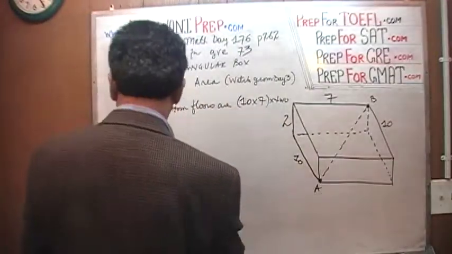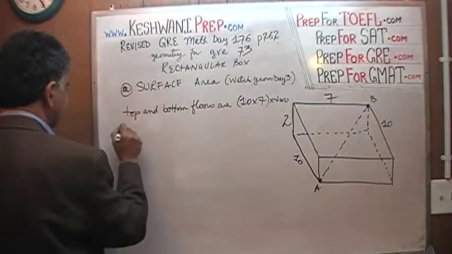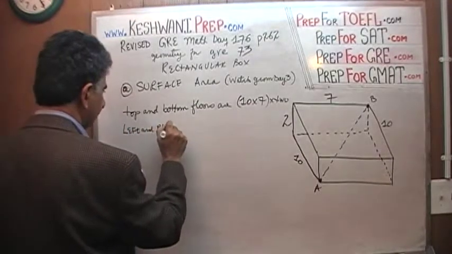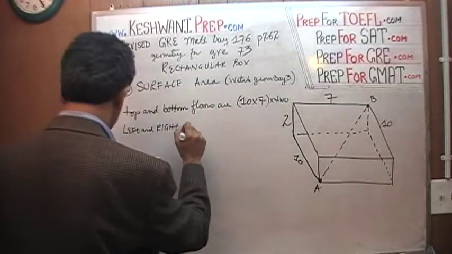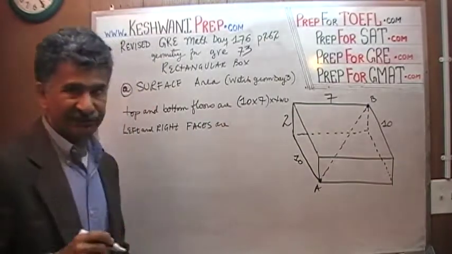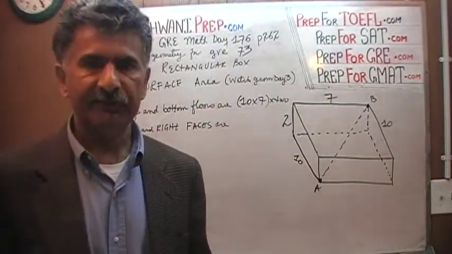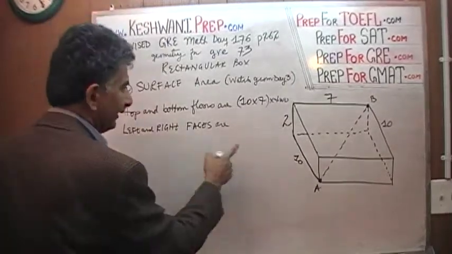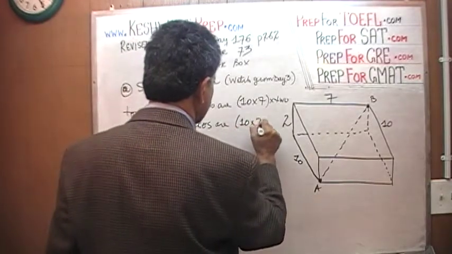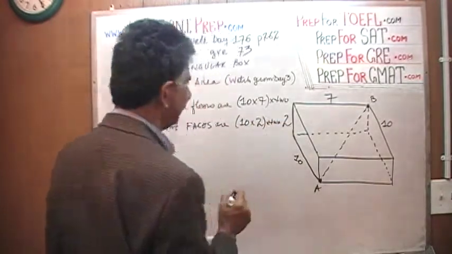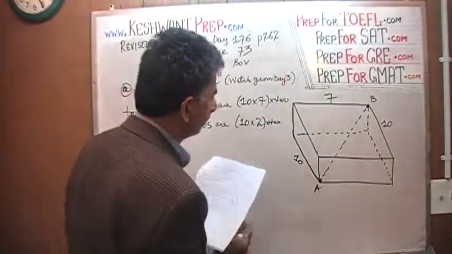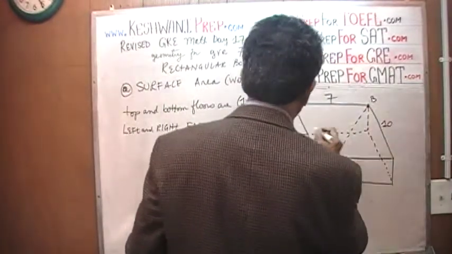Then we have the front, the left and the right faces. These are called faces. It has 6 faces. When they talk about faces, that's what they mean. So the left and the right. The left is 2 times 10. Same thing with the right side, 2 times 10. So 10 times 2 times 2, because there are 2 of them. From here to here is 2.